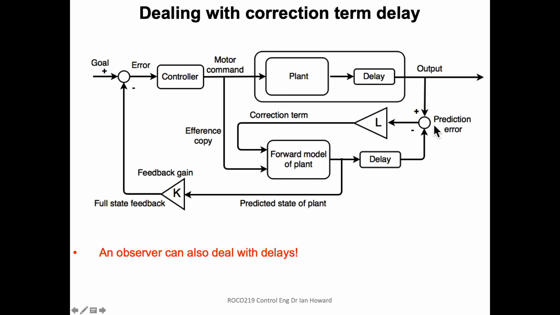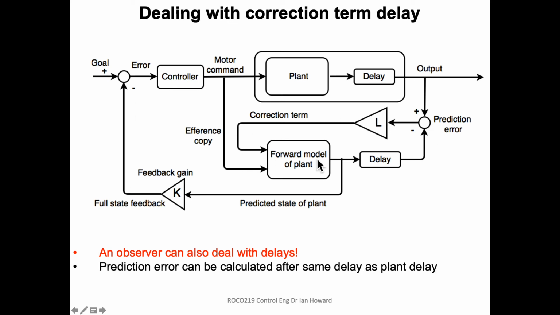But we're not using this bit for the control. We're just using our direct prediction for control. All we're using this correction for is just to improve the predictions. Okay.